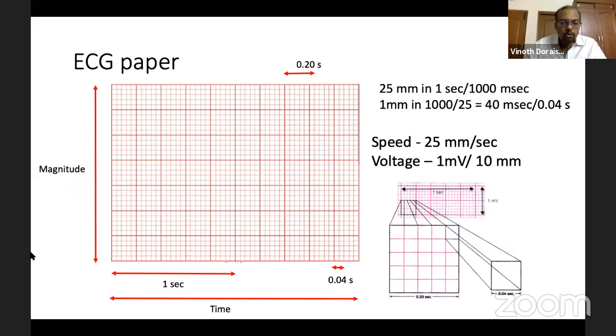So how do we know how much each small square is? Each small square is 1 millimeter, which is equal to 0.04 seconds or 40 milliseconds. How does it come to that value? We know that 25 millimeters in 1 second, which is equal to 1000 milliseconds. One small box is 1 millimeter, so it will be equal to 1000 by 25. So 1 millimeter is 40 milliseconds or 0.04 seconds. If one small square is 0.04 seconds, then one large square will be 0.04 into 5, which is 0.2 seconds. And 5 large squares will be 1 second, and so on.